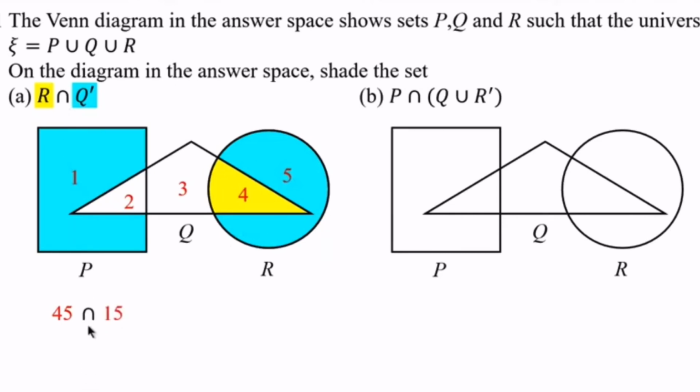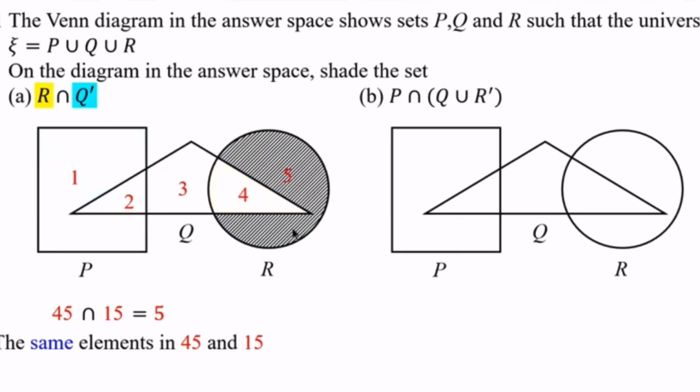Then based on the two regions, we are going to find the common element. The similar one is 5 because of the intersecting. So the same element is 5, so we will shade the region 5. This is the best method to solve the question involving shading of the set.